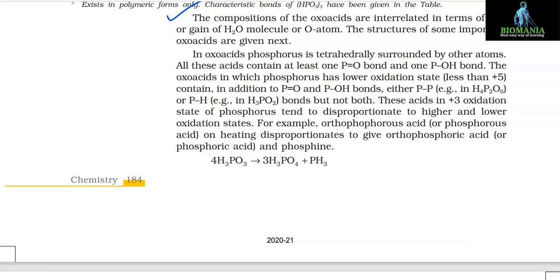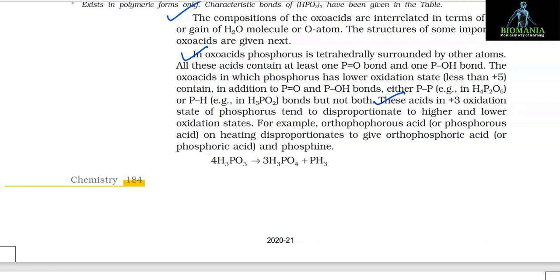The structures of some important oxoacids are given next. In oxoacids, phosphorus is tetrahedrally surrounded by other atoms. All these acids contain at least one P=O bond and one P-OH bond. The oxoacids in which phosphorus has lower oxidation state contain, in addition to P=O and P-OH bonds, either P-P, for example in H4P2O6, or P-H, for example in H3PO2, bonds, but not both.